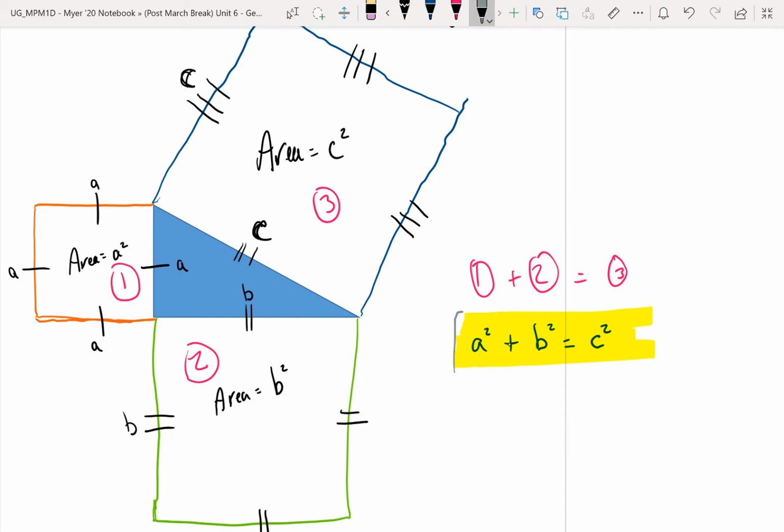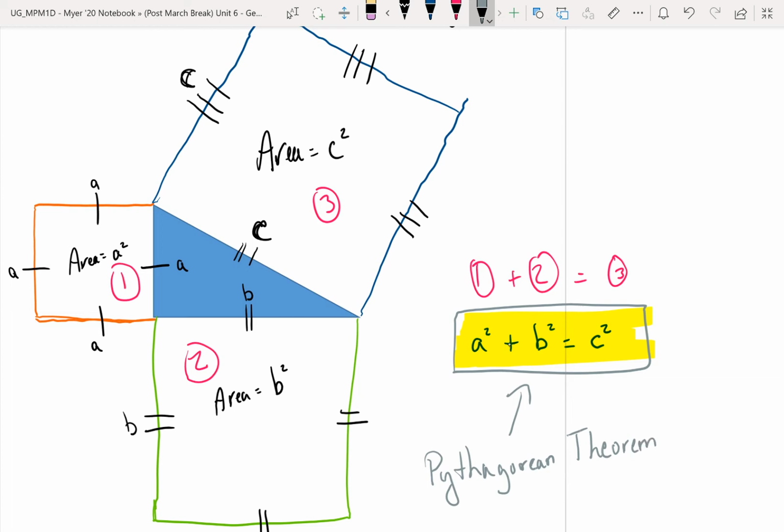All right, so this is our theorem right here. And it only works on right angle triangles. So if it's not a right angle triangle, we can't do it. So this triangle here must be a right angle. Okay, so that's the critical part. Let's write that down. Only works on right angle triangles. Okay.